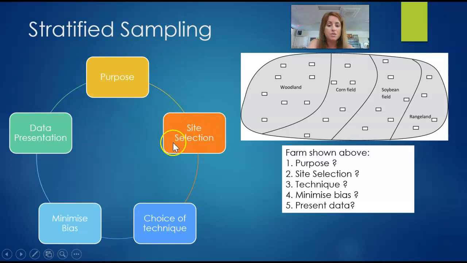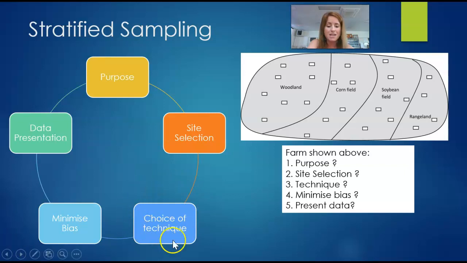And then we need to choose a site. So we need to select a site that's representative of the whole area. Like in this case, obviously this is a small area, maybe from the bigger area, but we've taken a slice of each: the woodland, the cornfield, the soybean field, and the rangeland, to get our samples from. And so selecting a site that really shows the whole area, or represents the whole area, is really important.